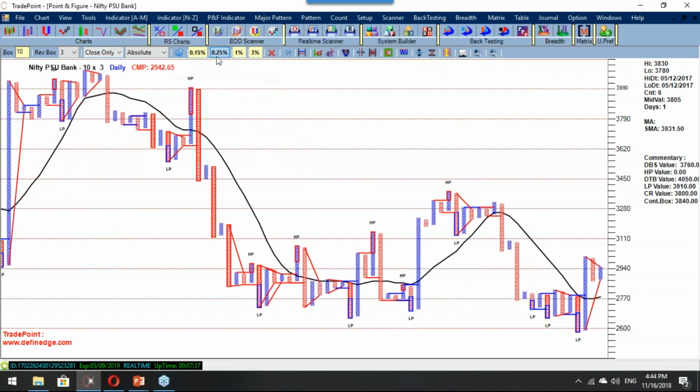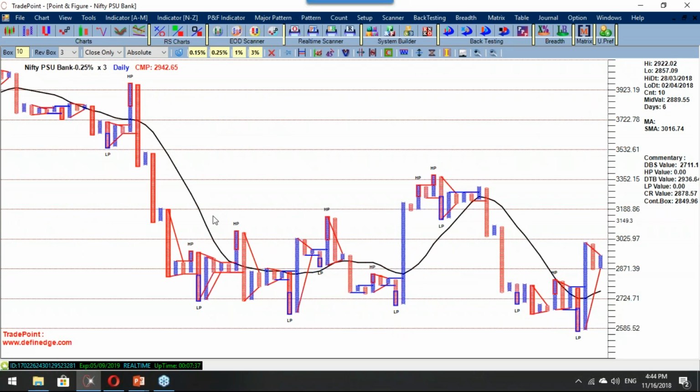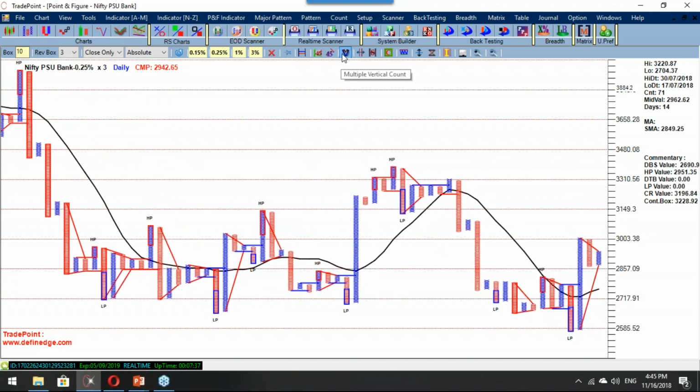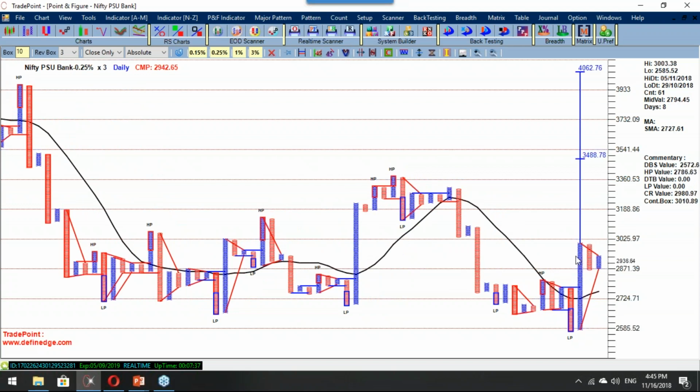So this is your PSU Bank index chart. We have been in a consolidation for I don't know how many months. This is like March to November, for a good 8.5 months. We have been in a range bound consolidation. If we manage to clear this trading range and get above these highs, it's going to trigger a nice little momentum in the PSU banking sector.